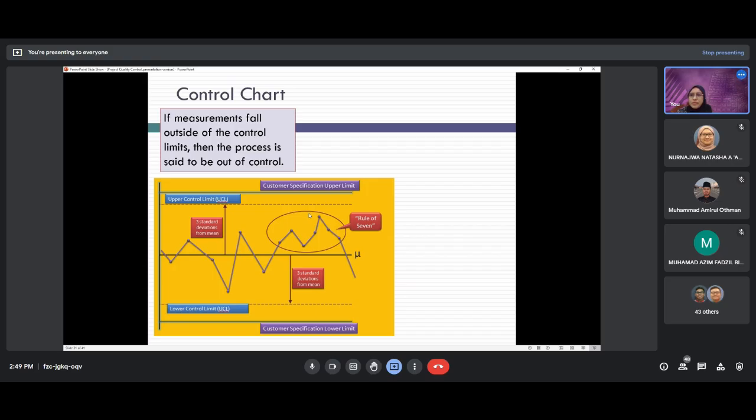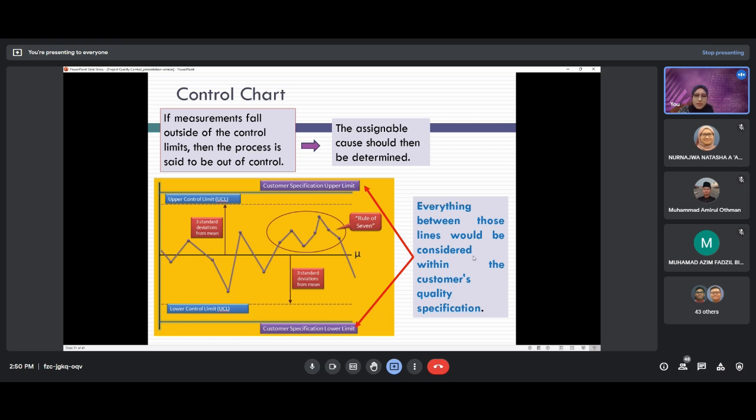If a measurement falls outside of the control limit, then the process is said to be out of control. It means that if one of these data points falls outside of the upper or lower control limit, your project is out of control. So you have to take the necessary action to make sure that the defects are kept within the limits, upper and lower. The assignable cause should be determined. Usually in manufacturing, they also refer to these as customer specification upper limit and lower limit, to make it more stringent.